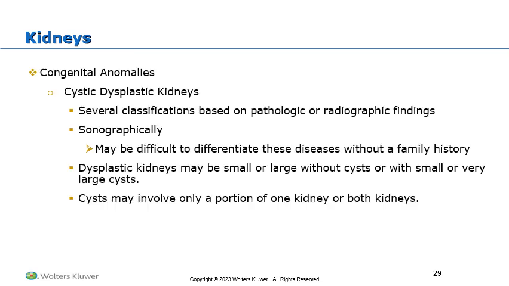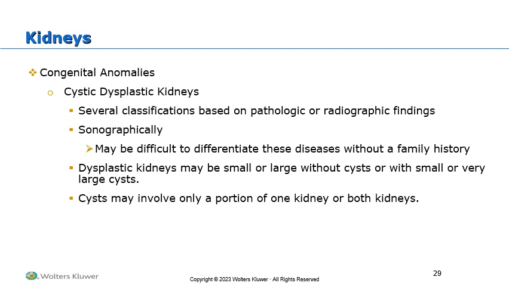Okay, now there's a number of different ways we can have cystic dysplastic kidneys. Cystic just tells us we have cysts there. Dysplastic means badly formed kidneys. They can be classified based off of several pathologic and radiographic or even sonographic findings. Sonographically, it may be difficult to differentiate between these diseases without family history.